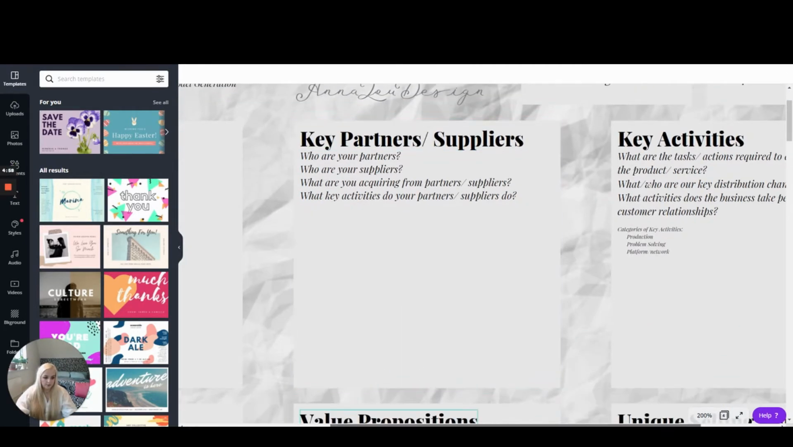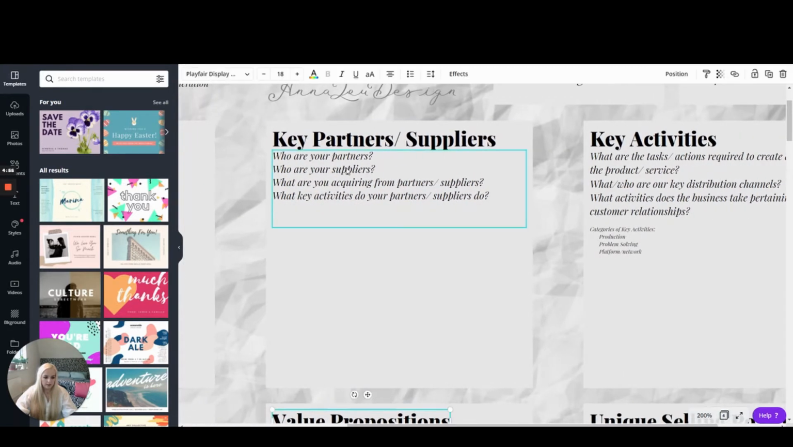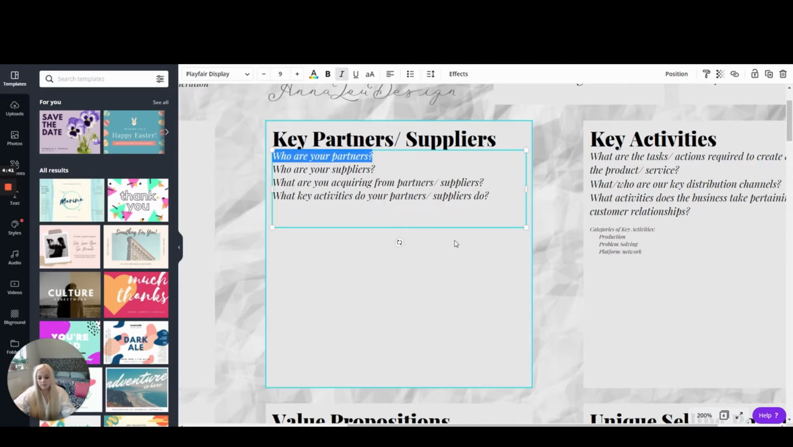Okay, so let's move on to key partners and suppliers. So who are my partners? So far I don't actually have any partners, so this isn't relevant to my business. Again, some of these questions might not be relevant to your business. Just ignore them for now. Maybe in the future they might be relevant.